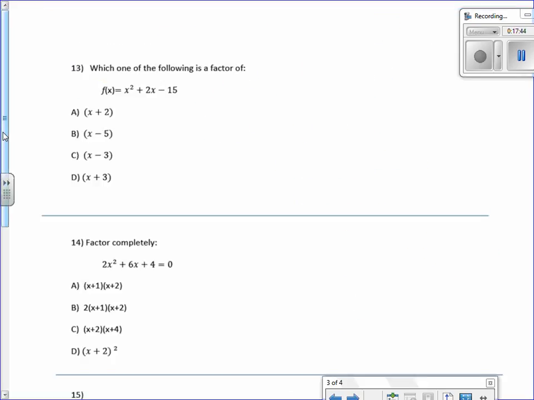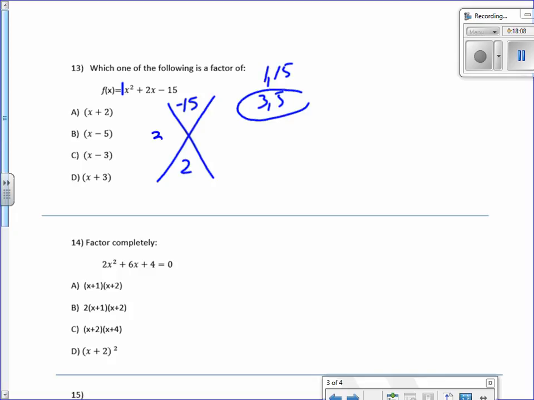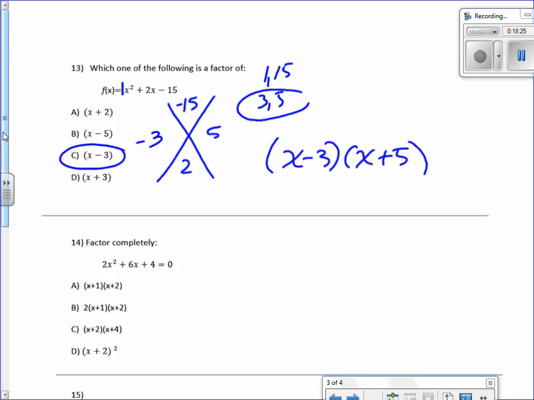Last page. Number 13. Which of the following is a factor? All it's asking us to do is factor. We check and see, since a is equal to 1, I definitely want to do the x method if possible. So negative 15 on top, 2 on the bottom. The numbers that multiply to make 15 are 1 and 15, 3 and 5. I like 3 and 5. One of these has to be negative. Since the 15 is negative, I'm going to make the 3 negative so that when I add 5, I get a positive 2. So my answer is x minus 3 times x plus 5. And one of these is listed over here, and it looks like it's that one.